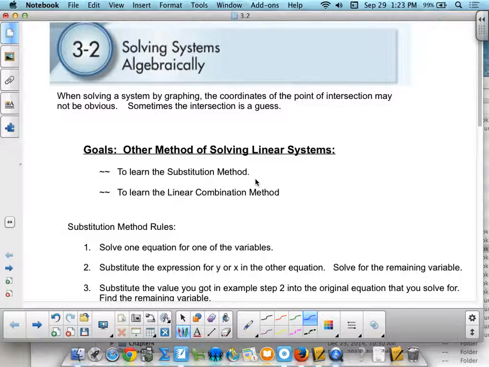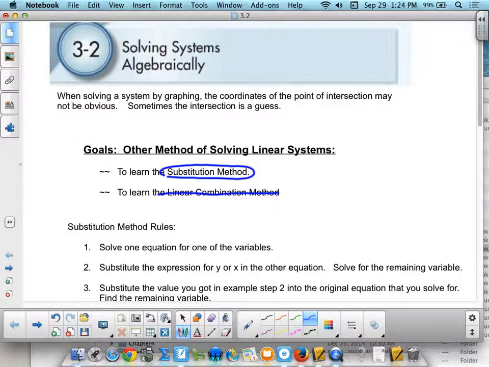Okay, right now, the 3-2 assignment is in front of you. This is a 2-day lesson because I'm teaching 2 different things. What am I teaching today? Substitution method is all I'm going to teach. I will teach linear combination method, also known as the elimination method, tomorrow.